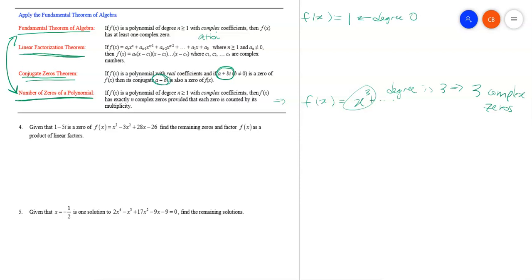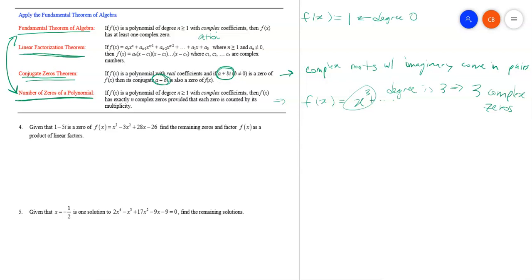And the point of this theorem is that if you have a complex root of this form that actually has an imaginary component, then its conjugate will also be a zero. So these complex roots with an imaginary component will always come in pairs with the conjugate. So a number and its conjugate will always be in pairs.